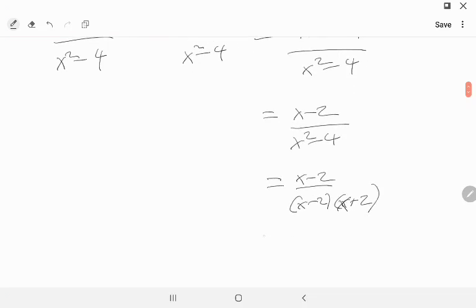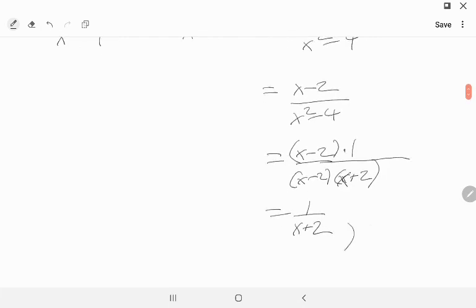And so we're going to get 1 divided by x plus 2. We notice that x minus 2 we could write as x minus 2 times 1, so the x minus 2's go away. We're left with 1 divided by x plus 2 as long as x isn't 2, because x equals 2 would give us 0 divided by 0.